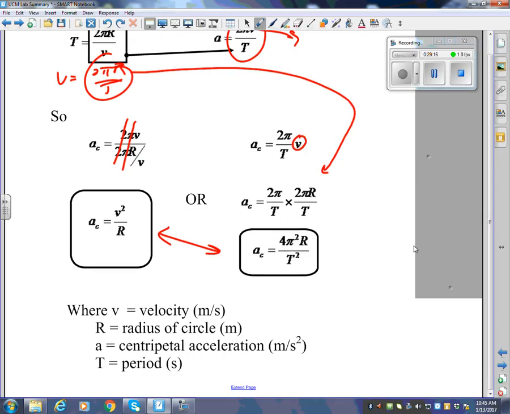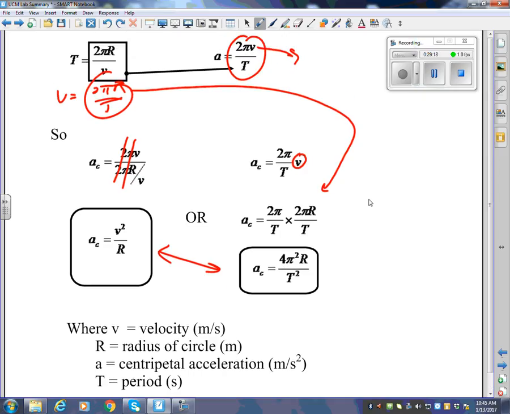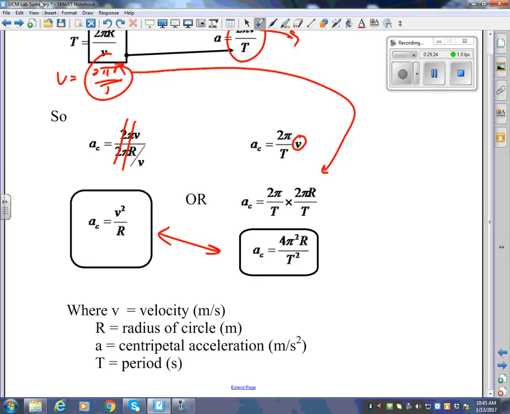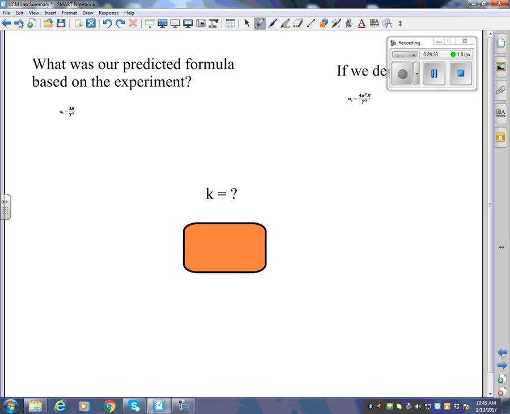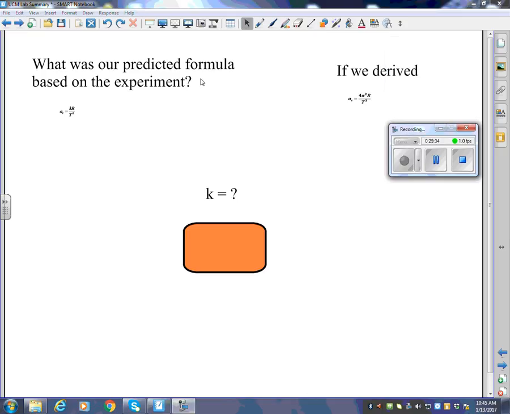Remember when we were talking about that letter K? Oh, yeah, we still got to figure that out. Forgot about that. That was kind of the point. I think there's one more step before I do that, though, if I'm not mistaken. Oh, no, I'm wrong. What was our predicted formula based on the experiment? Let's go back.